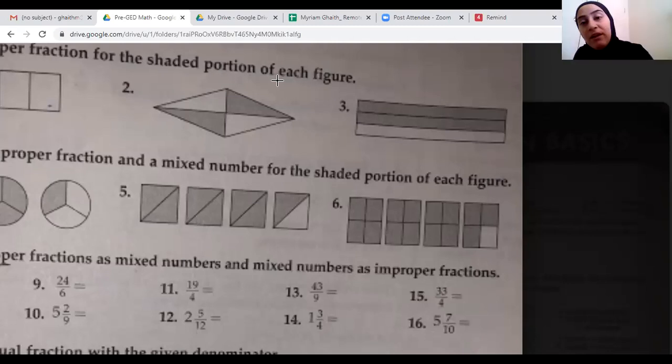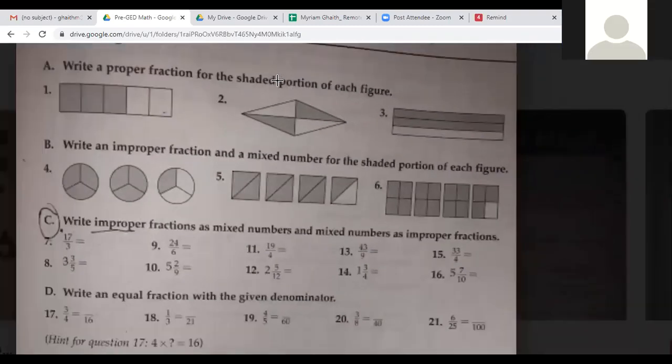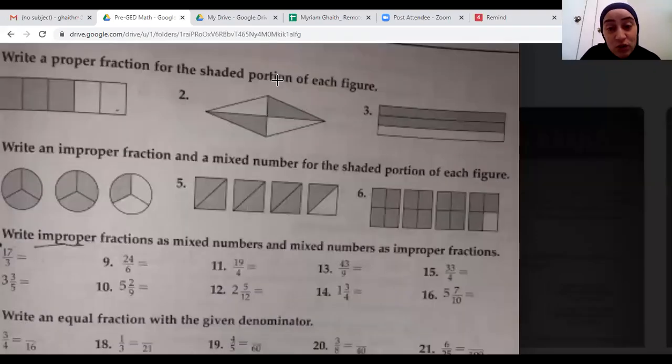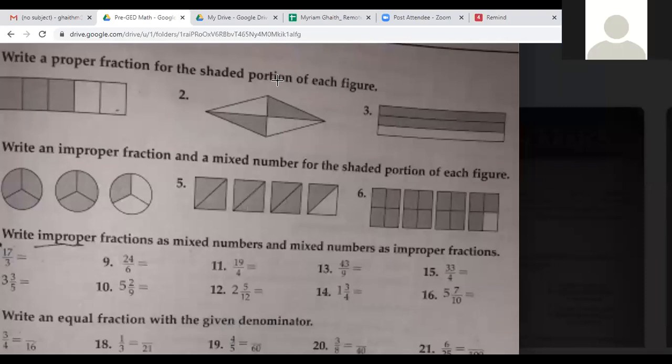So number 3, give me your answer again, Fatima. 2/3. Oh, 2/3. Okay, she fixed it. It may be because it's hard to see on my screen. I'm sorry about that. There are 2 bars out of 3 shaded. So how do you pronounce that? 2/3.